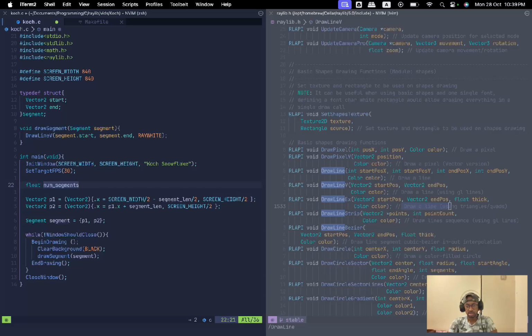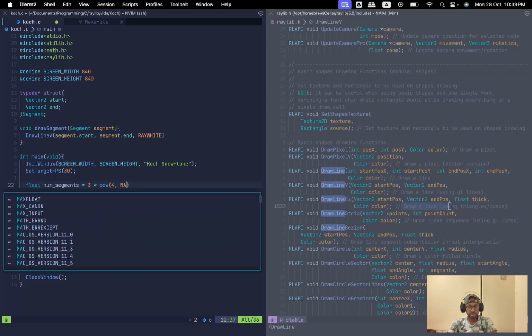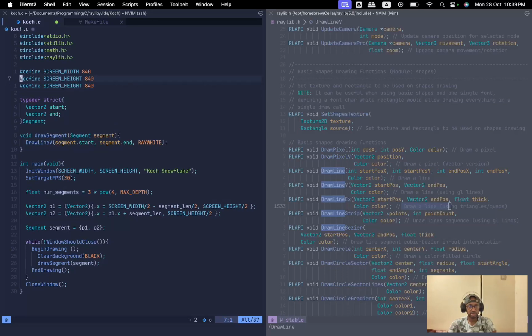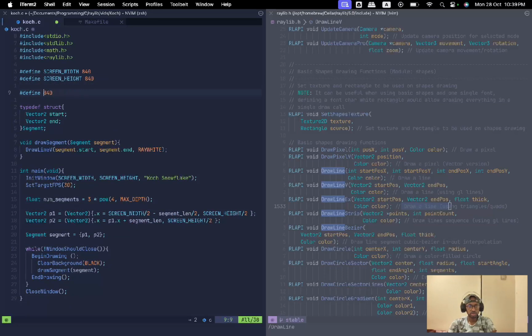So my number of segments, assuming I will have 3 initial positions, is 3 times 4 to the power of n, or let's call it max depth. So let's define this macro here. So what is max depth? Let's make my max depth 1 for now. This controls the recursive depth.